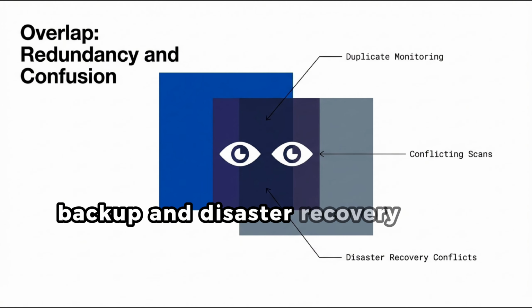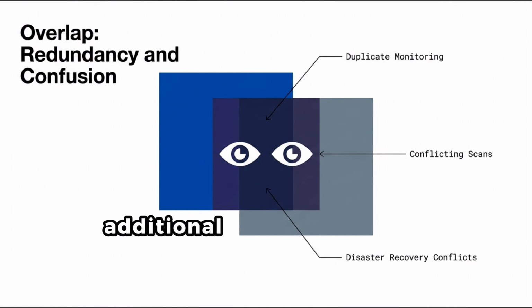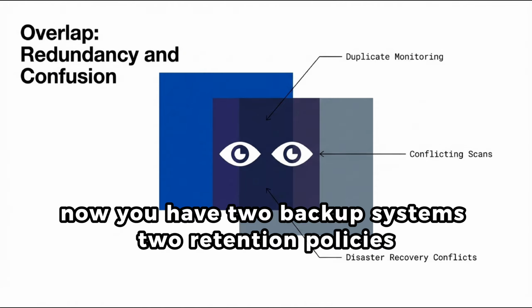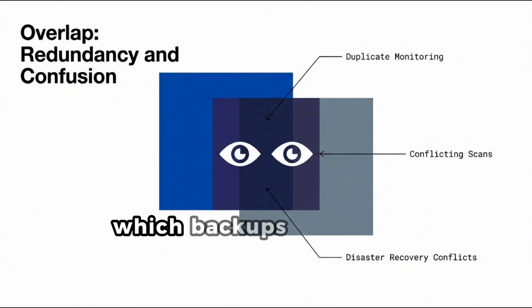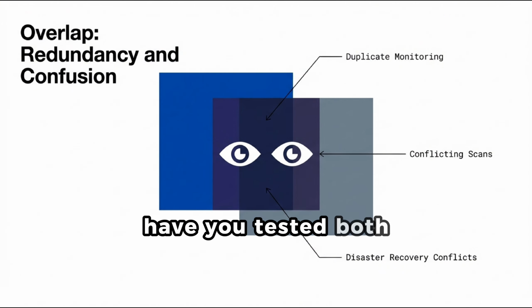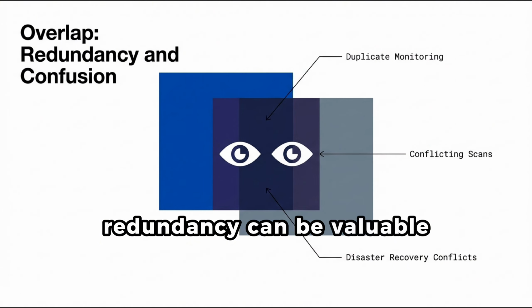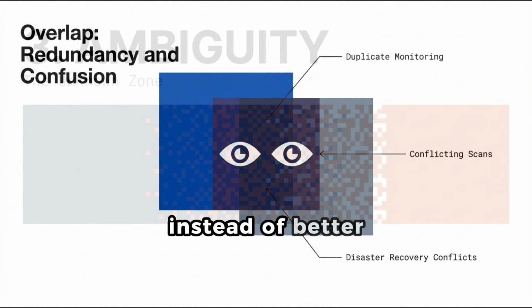Backup and disaster recovery often overlap too. The provider offers automated backup services, but many organizations implement their own additional backup solutions for extra protection or compliance reasons. Now you have 2 backup systems, 2 retention policies, 2 sets of restore procedures. During a disaster recovery scenario, which backups do you use? Have you tested both? Do they conflict? Overlap isn't always bad. Redundancy can be valuable. But unintentional overlap creates waste, confusion, and coordination problems that can actually make incidents worse instead of better.